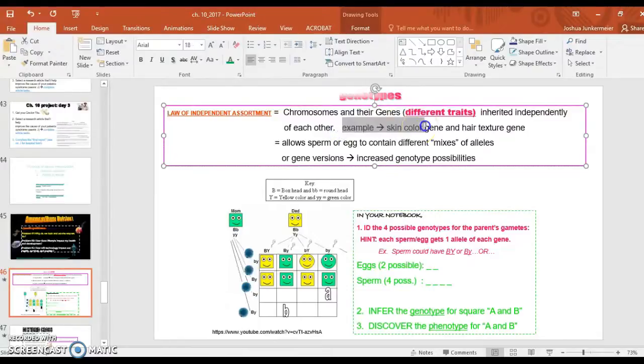Now the example here is you have 2 genes. You have a skin color gene and you have a hair texture gene. Which version, or which allele, for skin color and which version or allele for hair texture you get from your parents, from dad or mom, is independent. You could get a dominant version from dad or a recessive version, and you could get a dominant or recessive version of hair texture from dad or mom. So basically, it allows sperm or eggs to contain different mixes of alleles. And that is shown right here in this picture.